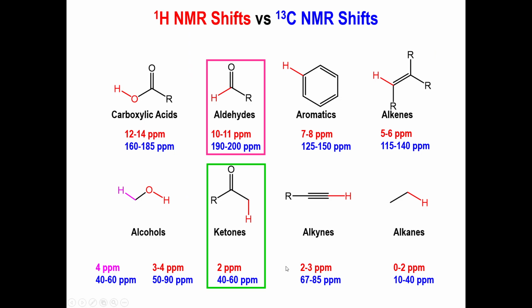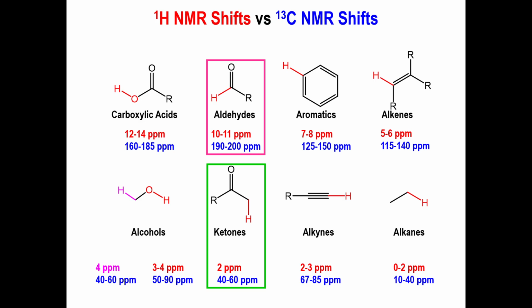Now, aside from that, your NMR peaks and your carbon NMR peaks are also important to keep in mind. Your aldehydes are going to show up between 10 and 11 ppm in the proton NMR spectrum. And in the carbon NMR, they tend to show up the farthest downfield, pretty much in the 200 ppm region. So if you see a peak up there, you're probably looking at an aldehyde.